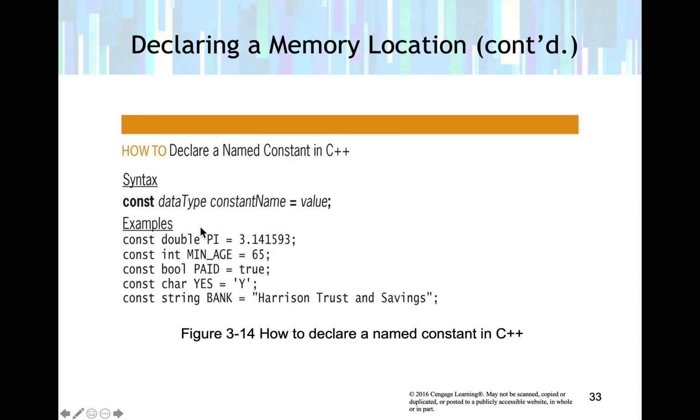Here's an example of using named constants. If you want to declare a named constant, you have to use a keyword called const, then the data type, then the name of the named constant, equal sign, the value, and semicolon. It's a constant, so you have to give it a value. And from then on, you can never change it while the program is running. Pi cannot change, min age cannot change. None of these can change because they're constants.